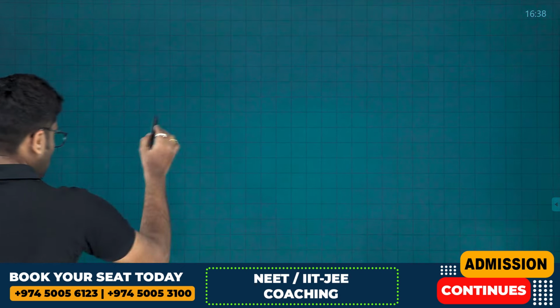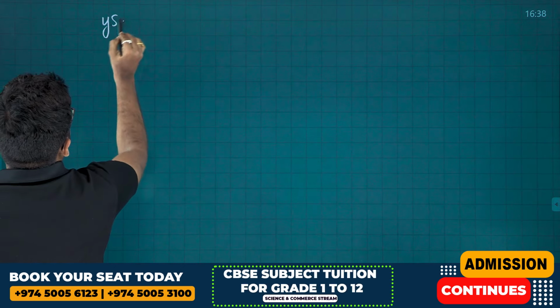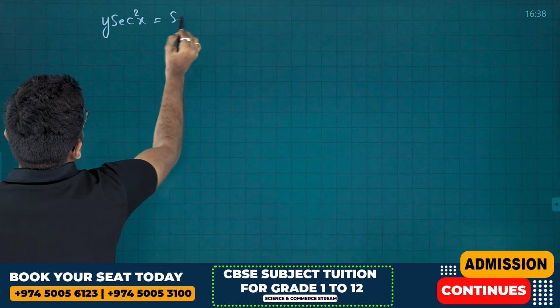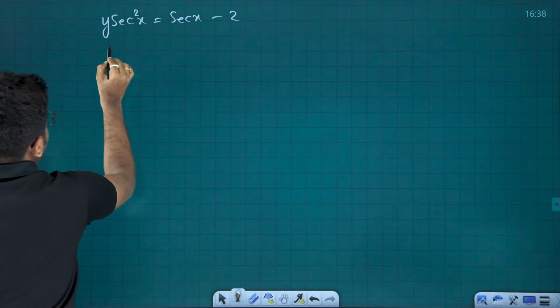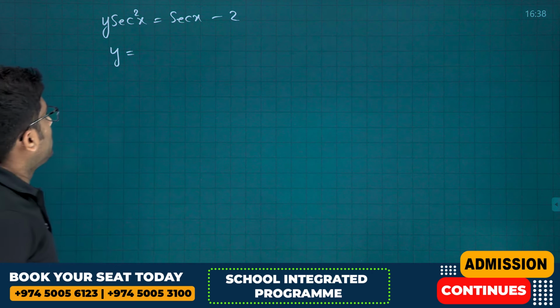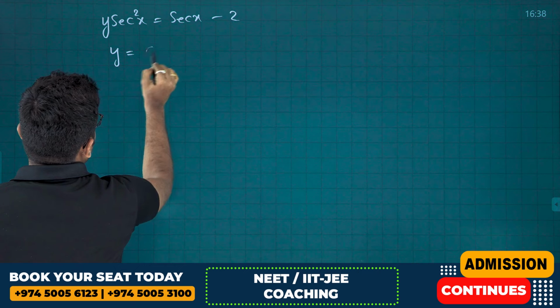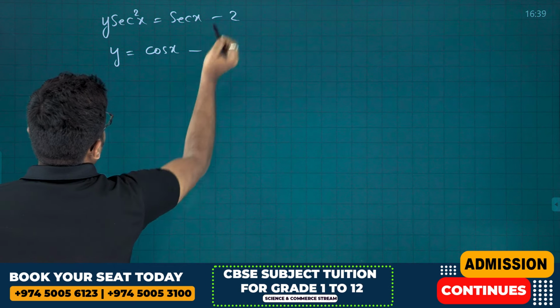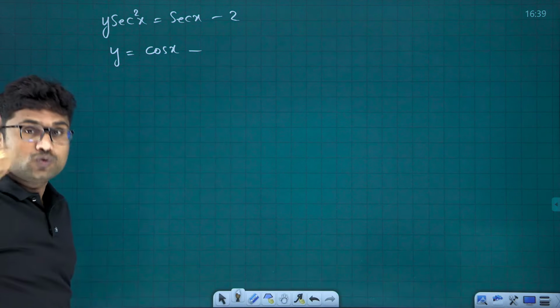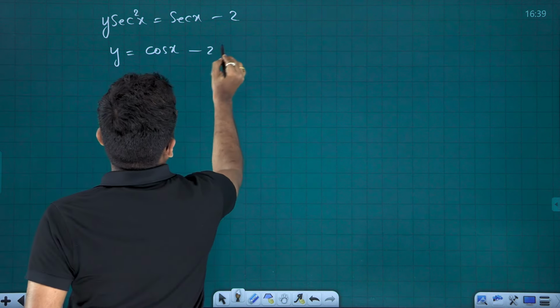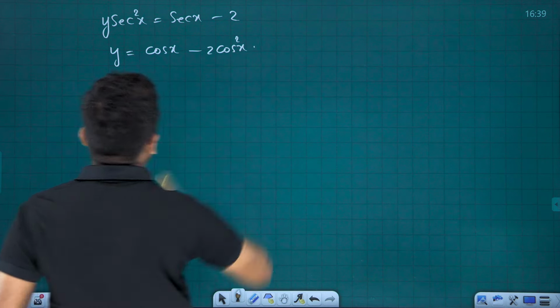So we have y into secant square x is equals to secant x minus 2, divided by secant square x. So secant x by secant square x is 1 by secant x, which is cos x, minus 2 by secant square x, which is cos square x. So clearly this is our differential equation.